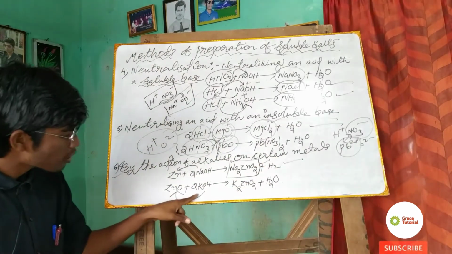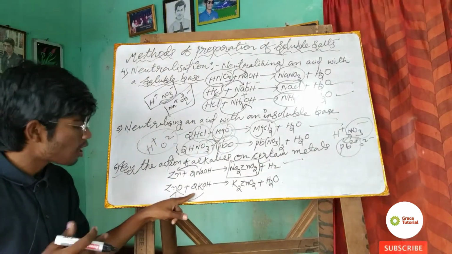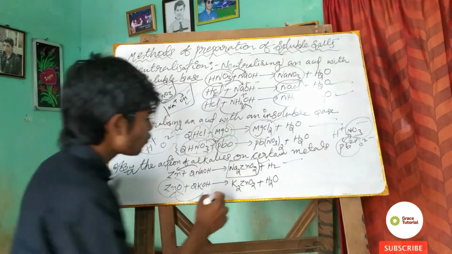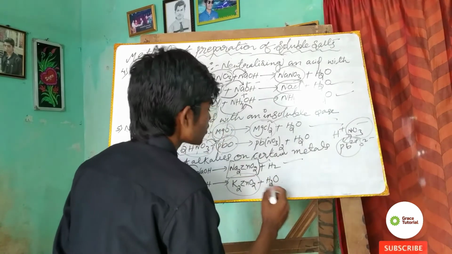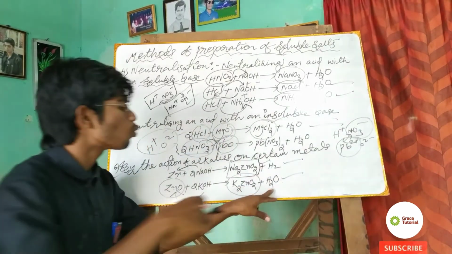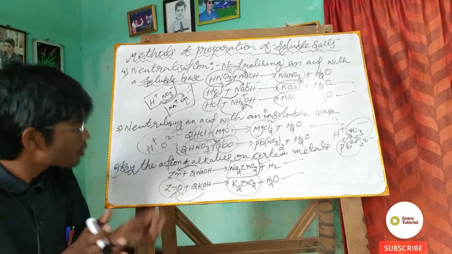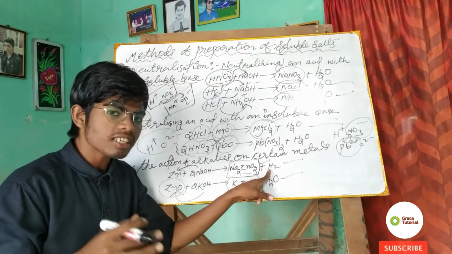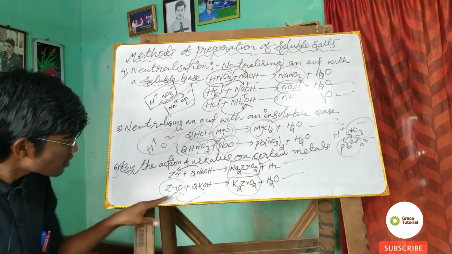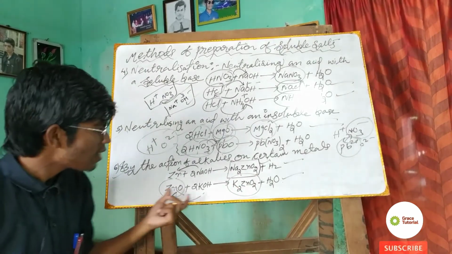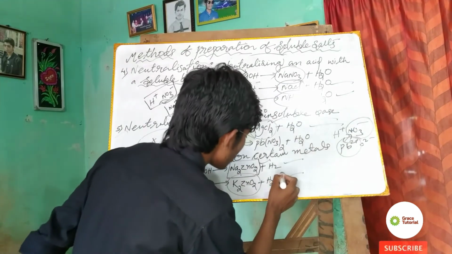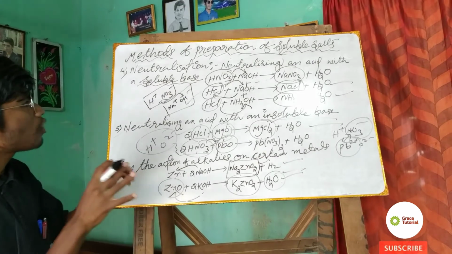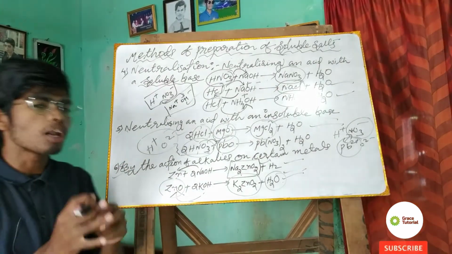Similarly, if potassium hydroxide, that is an alkali, reacts with ZnO, zinc oxide, it finally gives K2ZnO2, which is a salt, with the liberation of the water molecule. That means if you observe the difference, here the base reacts with the metal, and that's why hydrogen is evolved. But here the base reacts with a metal oxide, and instead of the formation of hydrogen, it forms the water molecule. And these are the various methods of the preparation of soluble salts.